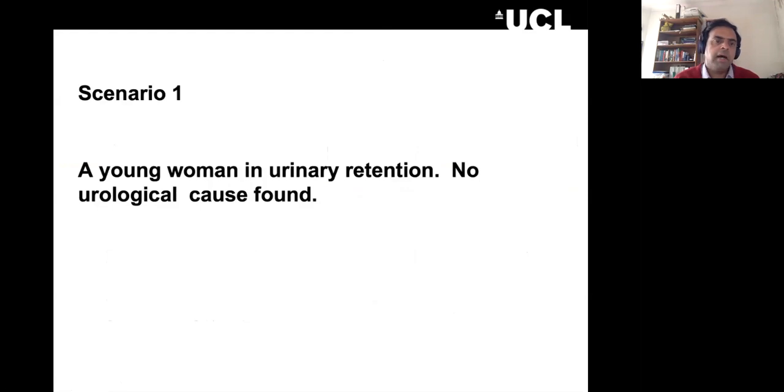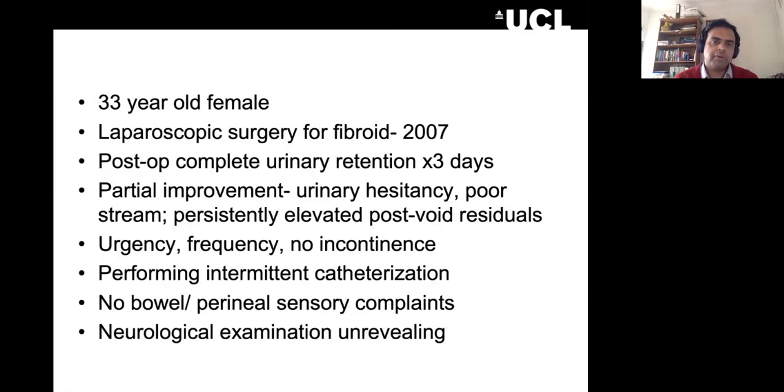But scenario number 1 is a young woman in urinary retention, no urological cause is found. The patient's now referred to you for, is there a neurological cause for this woman's urinary retention? So we start thinking about, this is the history. So it's a young lady who had a laparoscopy for a fibroid and immediately post-operatively went into retention, partial improvement. She's no longer requiring a catheter. However, her post-void residues are persistently elevated.